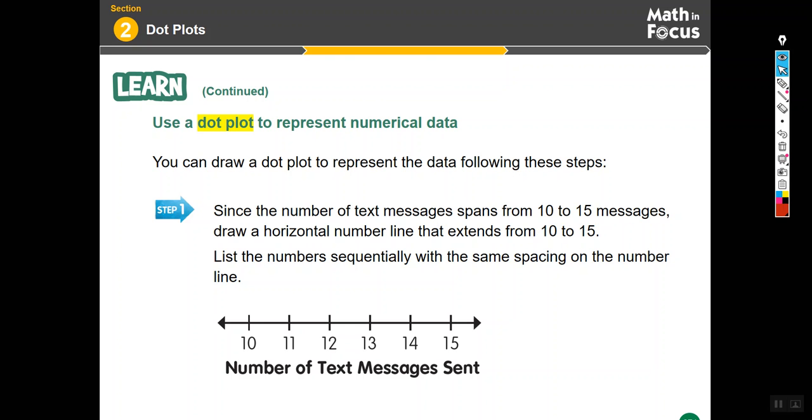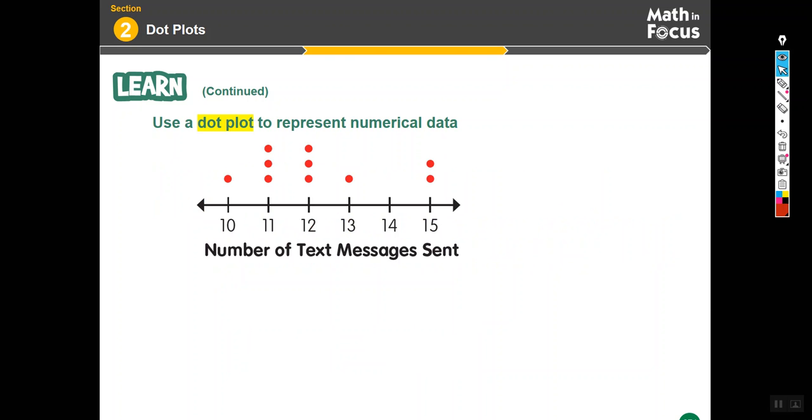Anytime we draw number lines, right? We draw like that. Space them evenly. Okay, and then they put in the dots, just like we did. Each dot represents 1 student. So the numbers at the bottom represent the number of texts. Lovely. So this is the number of texts here, and then each dot is a student.